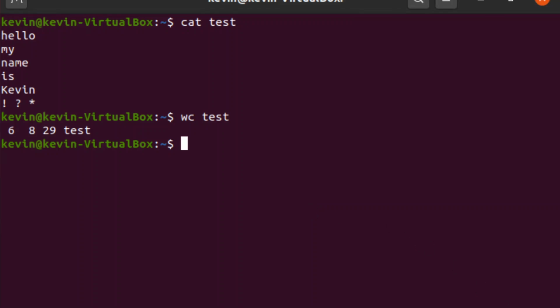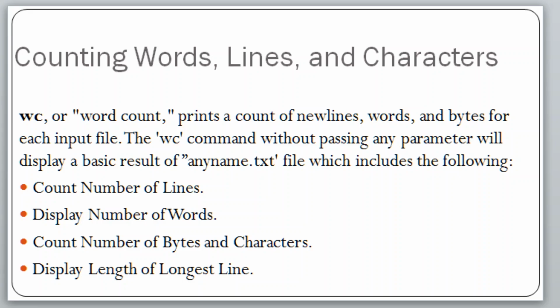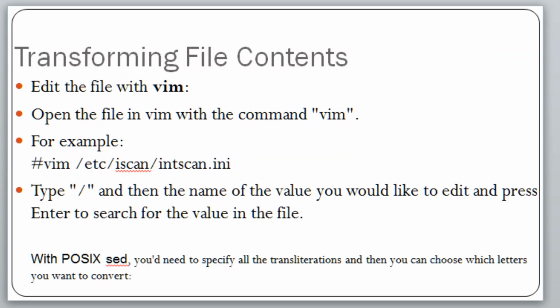Okay, let's go back to our PowerPoint. Now let's talk about transforming file contents. We can edit a file with Vim, as we know. So we would open a file with the vim command, for example, vim /etc/iscan/iscan.ini. We could type a / and then the name of the value you would like to edit and press enter to search for the value in the file. With the sed command, you need to specify all the transliterations, and then you can choose which letters you want to convert.